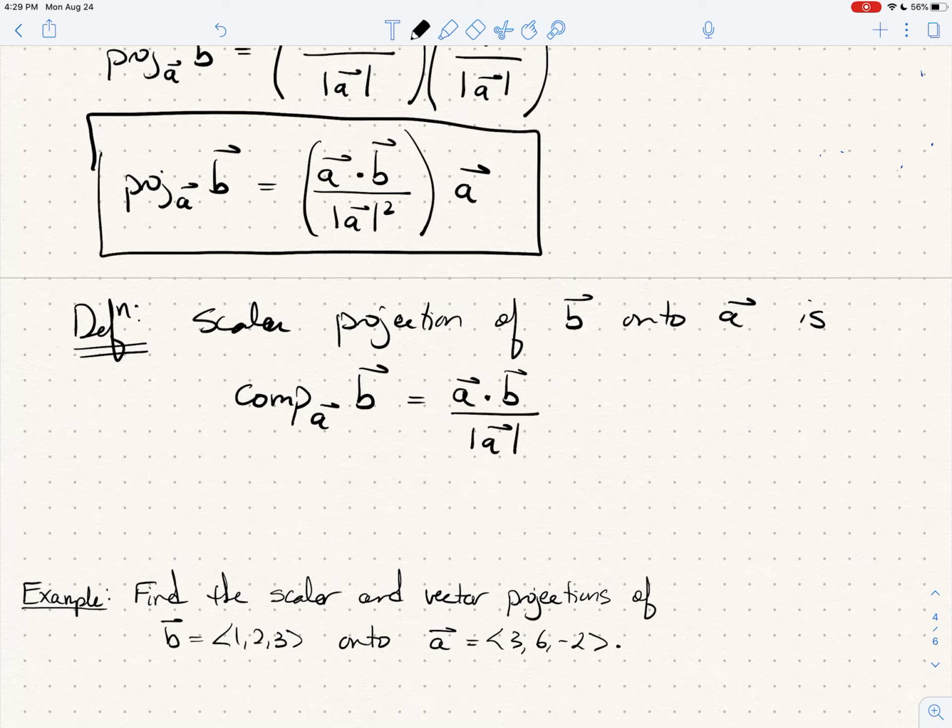And your book actually, I believe, says that this is the length of the vector projection. It's not quite right because length, at least in my mind, should not be negative. And this can be negative. So here's how you think about the scalar projection. The scalar projection is the C that you multiply A by to get the vector projection. It's the constant that you're multiplying A over length A by to get the vector projection.